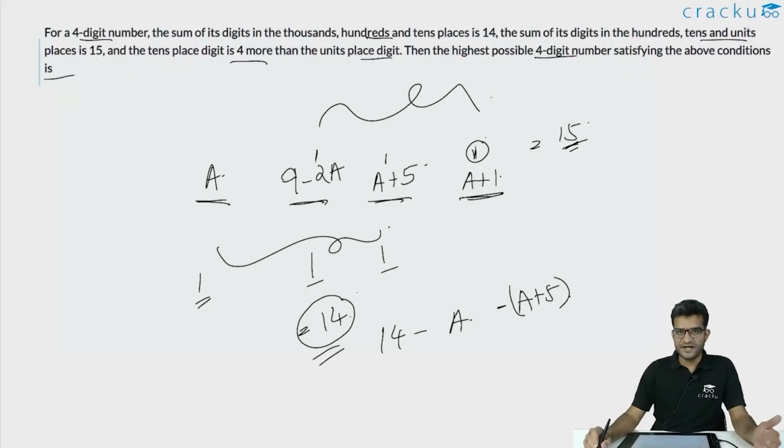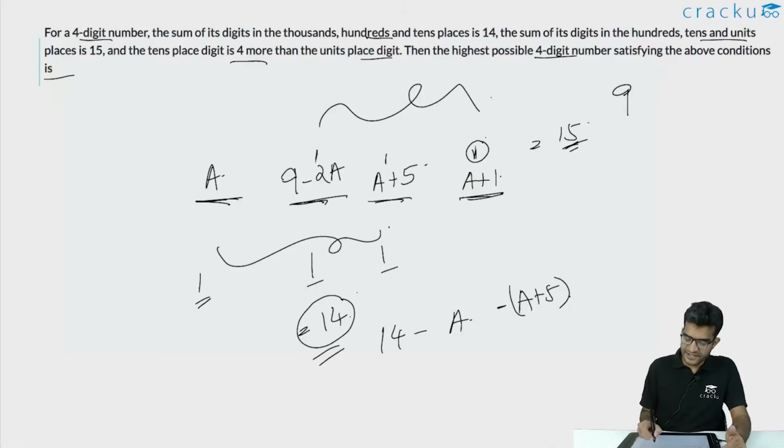So as you increase the value of A, the thousands place number increases, and so the value of the number also increases. But what is the maximum value of A? We want 9 minus 2A to also be a positive number, or at least a non-negative number. You don't want to have minus 1 or minus 2 as one of the digits.